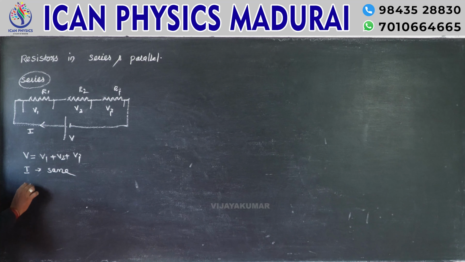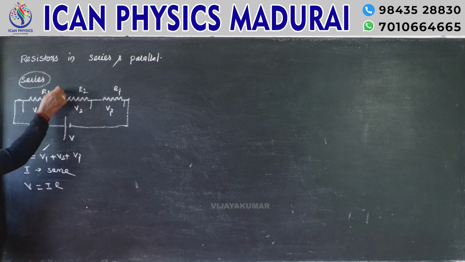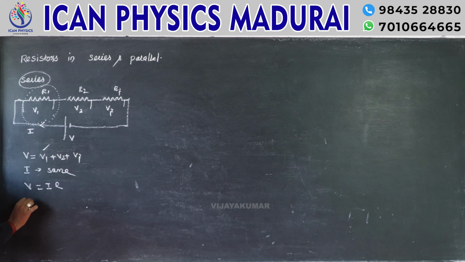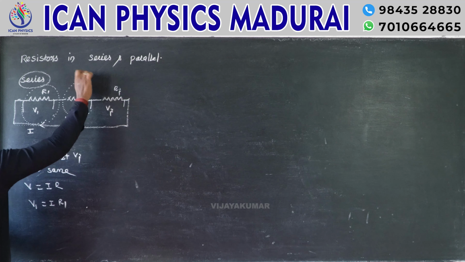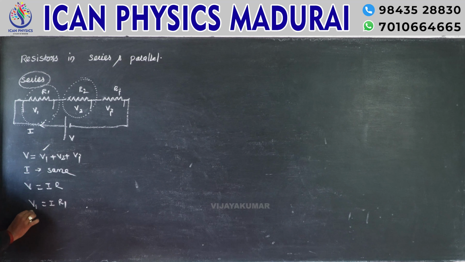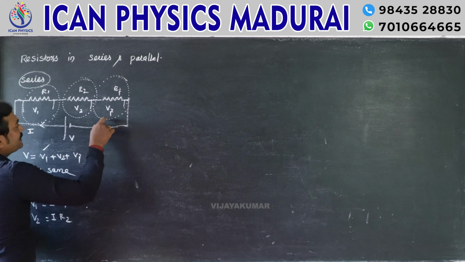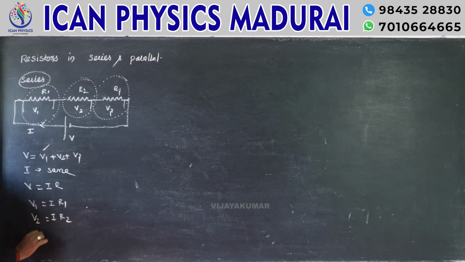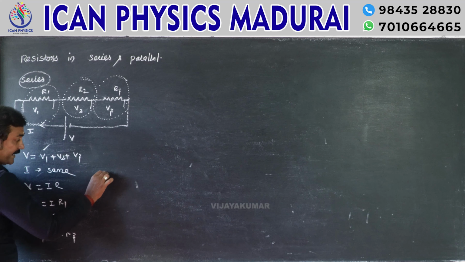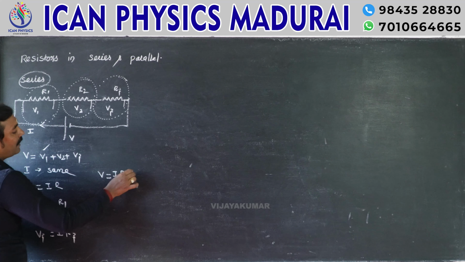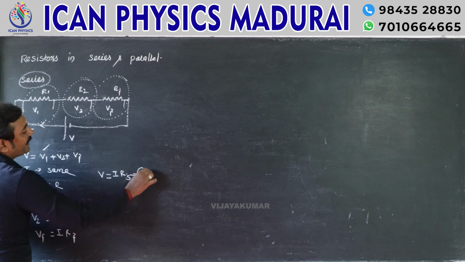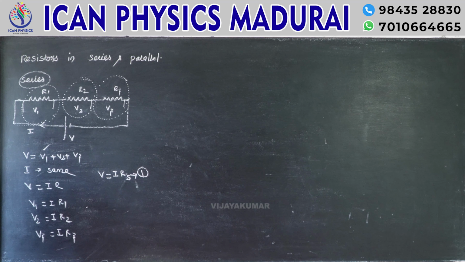So we know very well that V equals IR. For V1, we can modify the first case. How can we modify it? V1 equals I into R1. For the second case, V2 and R2, I will be the same. So V2 equals I into R2. For the third case, V3, the current will be the same, so V3 equals I into R3. For the general case, V equals I into RS. Why are we writing RS? Because the resistors are connected in series.